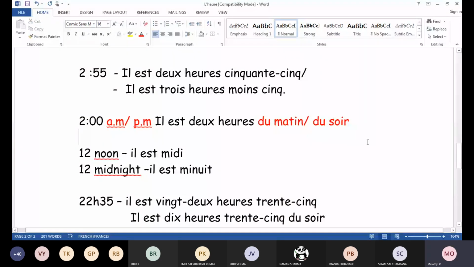So you have du matin and du soir. Du matin, of the morning, du soir, of the evening. So it's 2 hours of the morning and of the evening. You choose du matin or du soir according to the timing which is expressed. You have other terms for expressing 12 o'clock. If it's 12 noon, il est midi, il est midi. And midnight would be il est minuit. It is midnight.